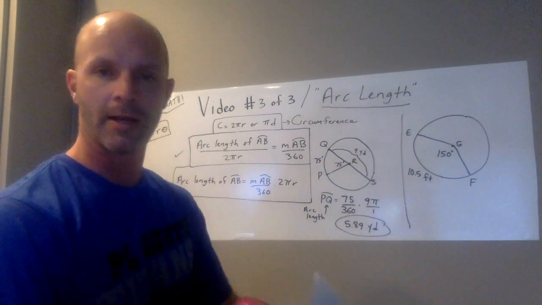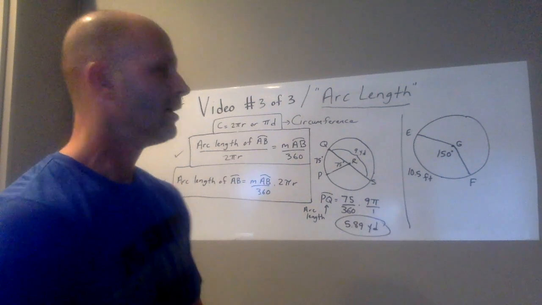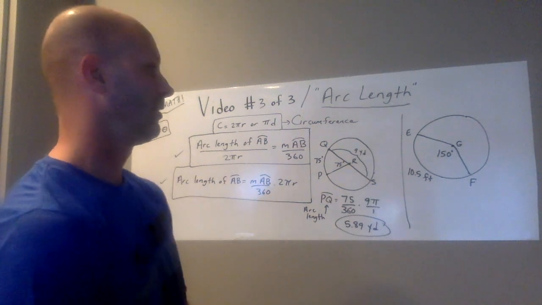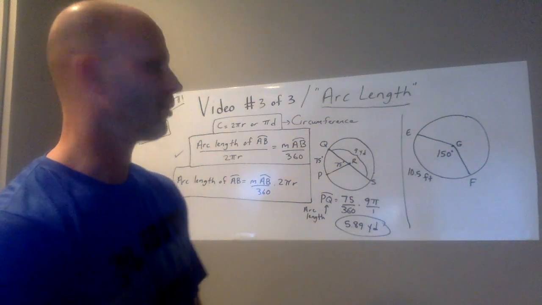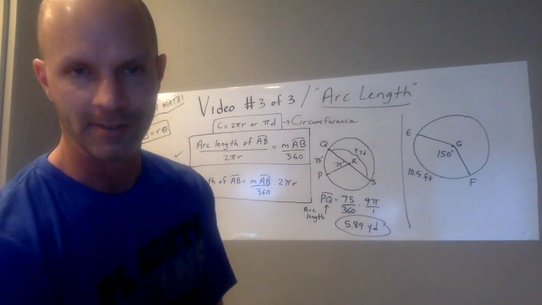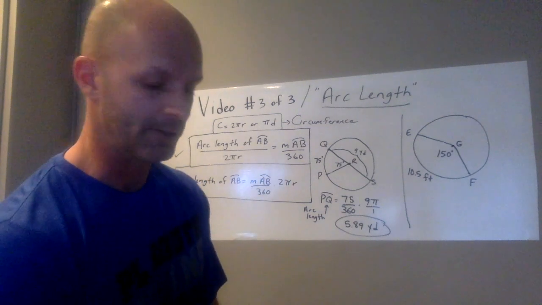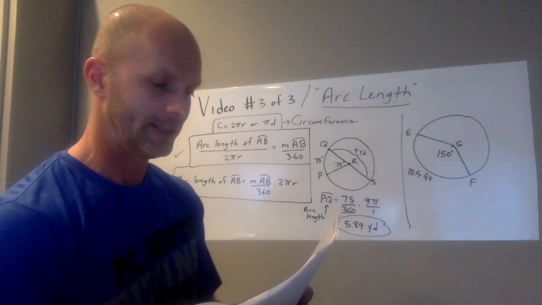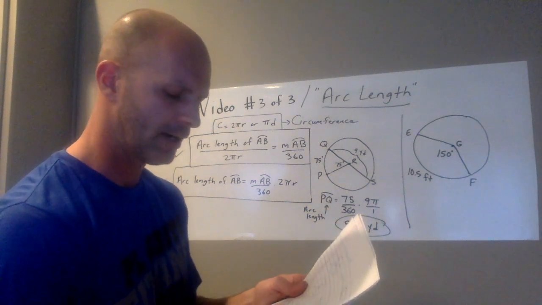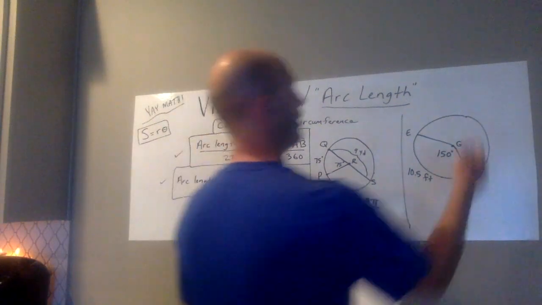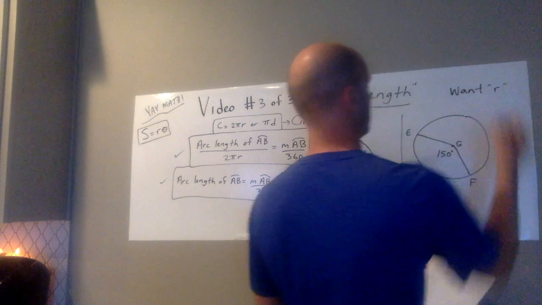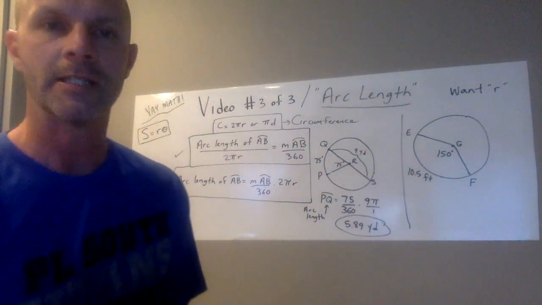Last one before I have you try something on your own. This one's a little different. This time they gave you the arc length. They gave you the central angle. What did they not give us? They didn't give us the radius. They didn't give us the diameter. So it's going to be a little tricky here. Just a little trickier. Okay, we want the radius. So we want r. We want r in feet.